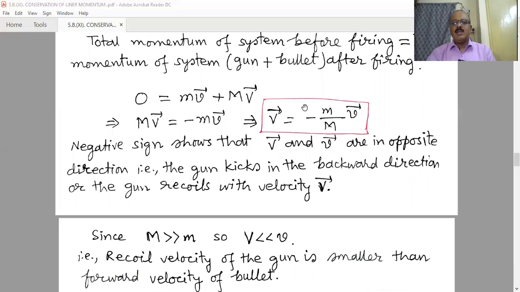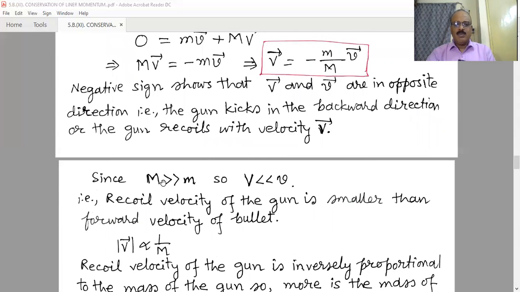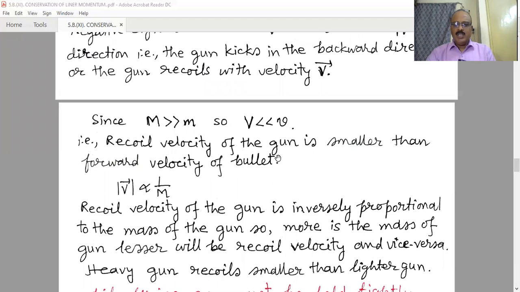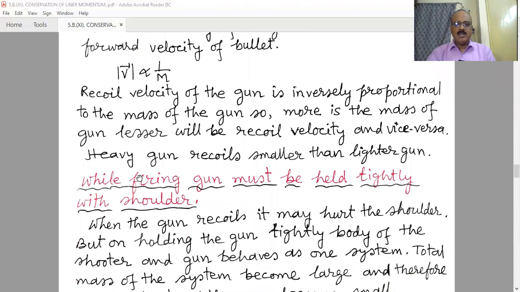Here, the negative sign indicates that the directions of small v and capital V are opposite. That means we can calculate the recoil velocity with the help of this formula. Since the mass of the gun is naturally much larger than the mass of the bullet, from this equation, when the mass M is large, m over M will be a fraction. Therefore, the value of capital V will be a fractional value of small v. That means the recoil velocity of the gun will be very much less than the forward velocity of the bullet.